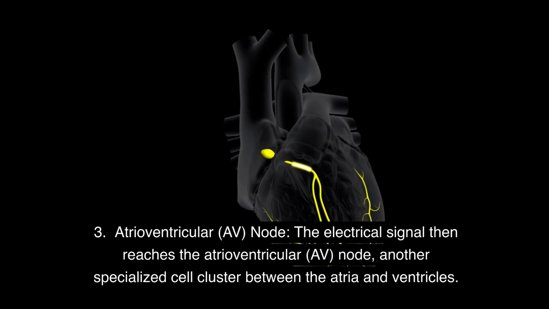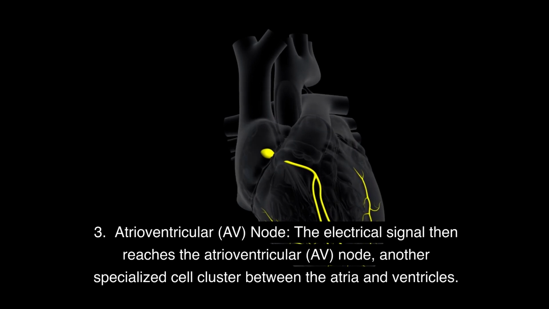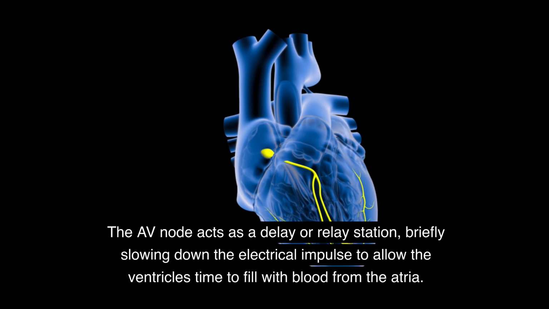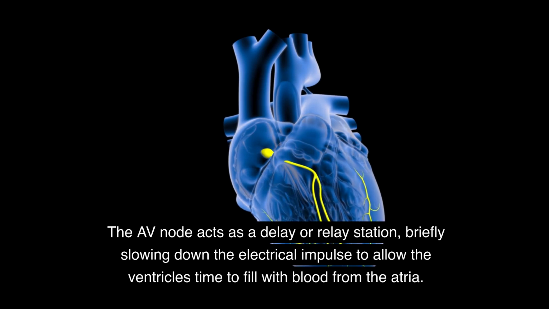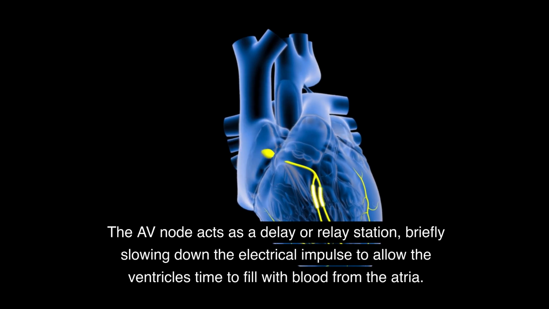3. Atrioventricular (AV) node. The electrical signal then reaches the atrioventricular AV node, another specialized cell cluster between the atria and ventricles. The AV node acts as a delay or relay station, briefly slowing down the electrical impulse to allow the ventricles time to fill with blood from the atria.